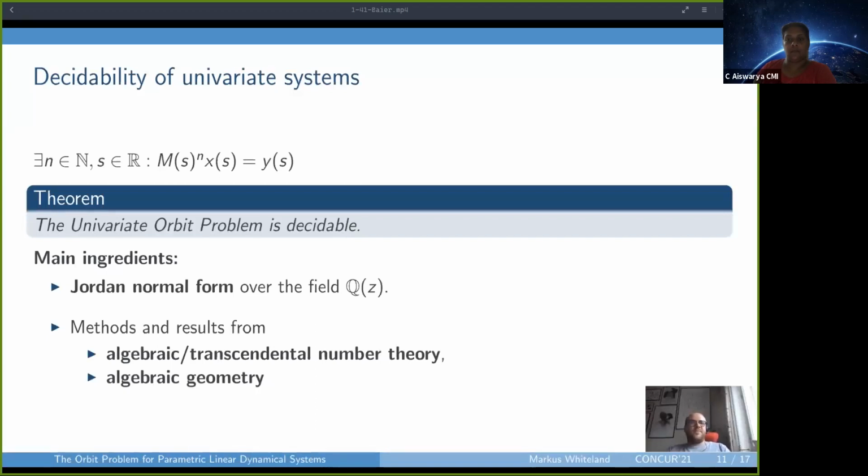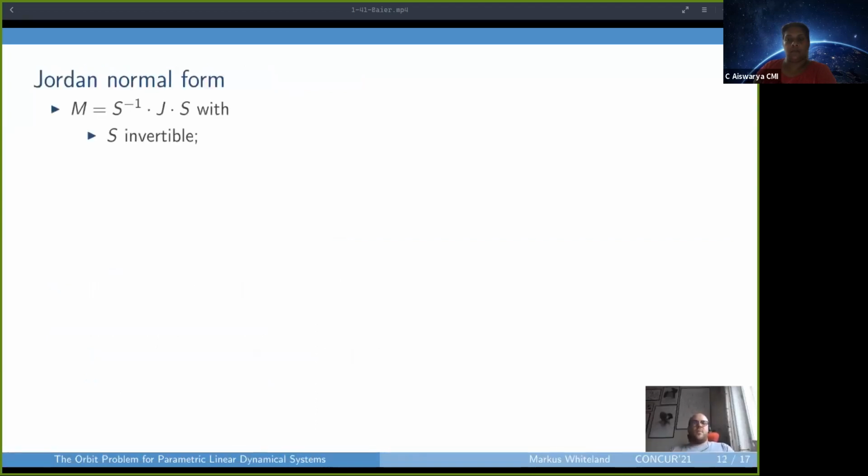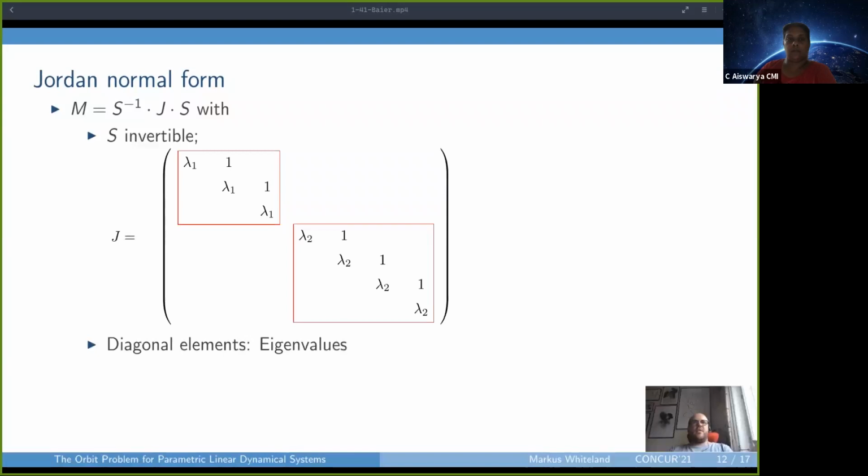Let's first discuss the Jordan normal form. The Jordan normal form, or Jordan decomposition of a matrix, is a factorization result. It says that any matrix M can be expressed as the matrix product of this form: M equals S inverse times J times S, where S is an invertible matrix, and J, a so-called Jordan matrix, is a block diagonal matrix with Jordan blocks on the diagonal.